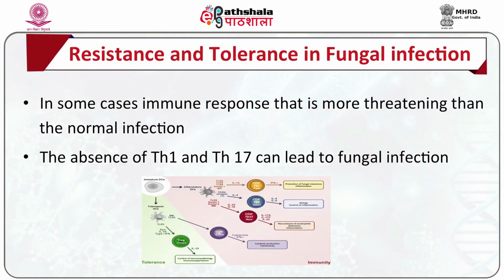In some cases, it is the immune response that is more threatening than the normal infection. Therefore, a balance is required in the immune response. On one hand, T regulatory cells limit the inflammation-associated harmful effect, and on the other hand, Th1 and Th17 cells play a crucial role in resistance. The absence of Th1 and Th17 can lead to fungal infection.